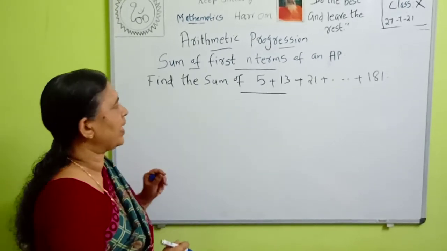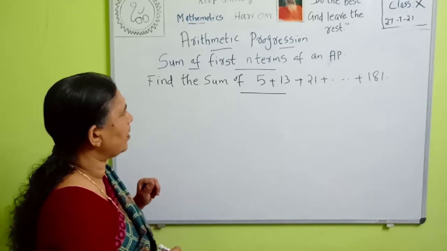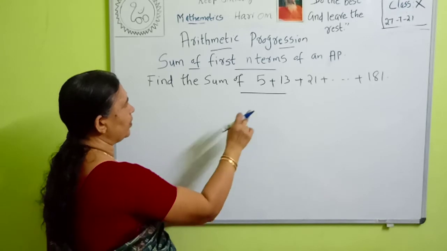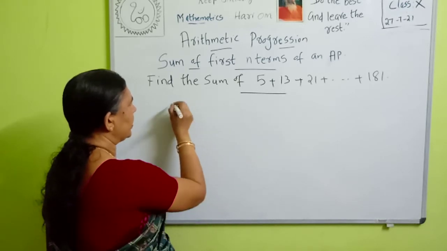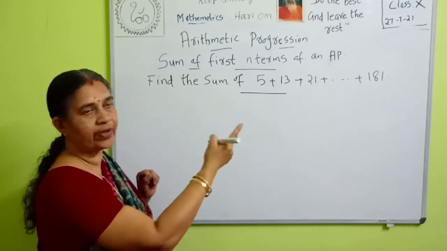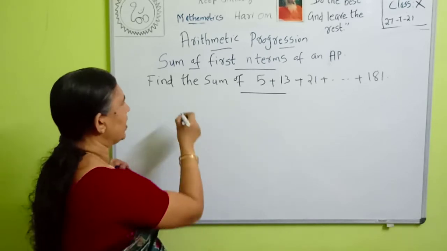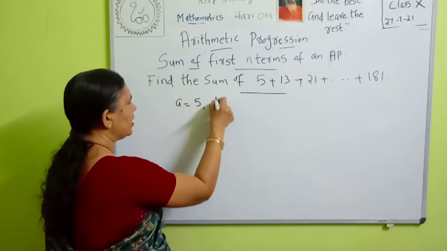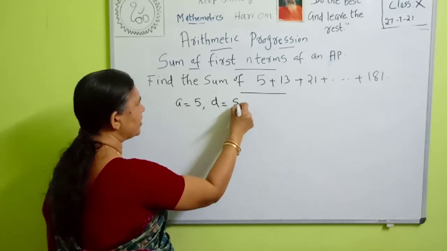Next question. Find the sum of 5 plus 13 plus 21 plus etc. up to 181. Here this is an AP. 5 plus 8 is 13, 13 plus 8 is 21, etc. Therefore it is an AP. So what is the first term? A is equal to 5. D is equal to 8.